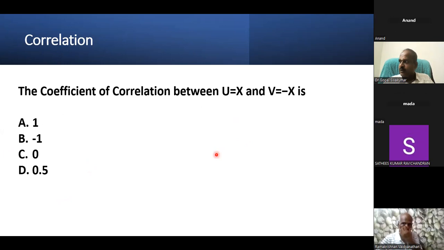The coefficient of correlation between u equal to x and v equal to minus x is, tell me, minus 1. Very good. Minus 1 is the correct answer.